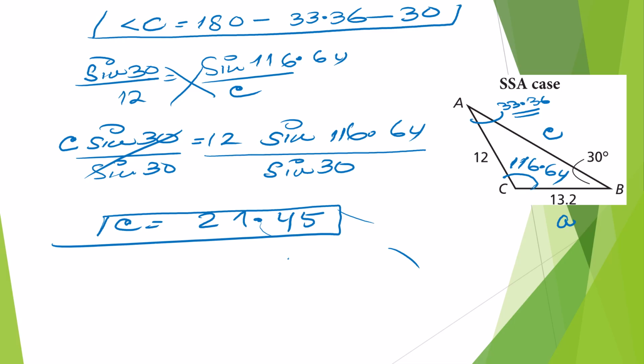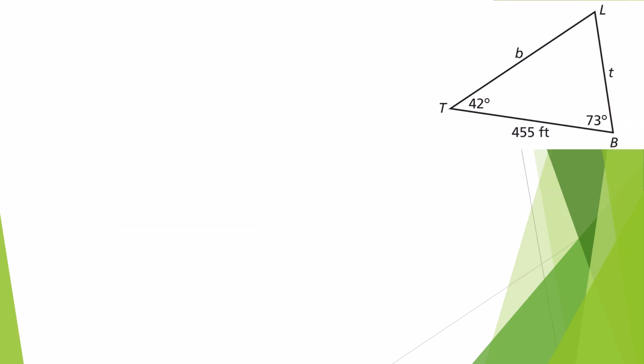Try to do one more exercise. To solve any triangle, the first thing is that you label the triangle. So capital T, capital B, capital L, and opposite to capital T is small t, capital B is small b, and opposite to capital L is small l. Now using these letters, write your formula.